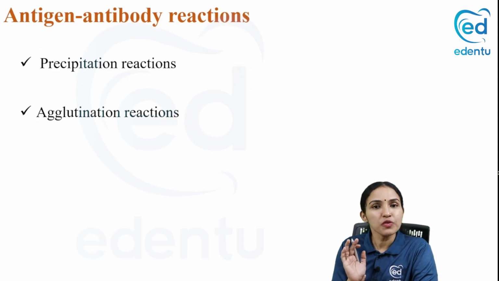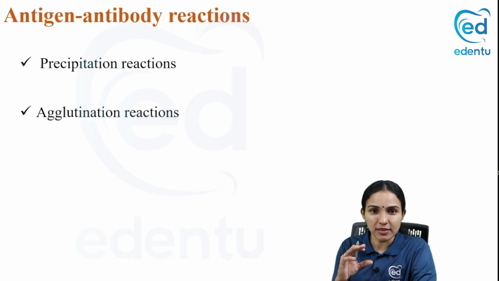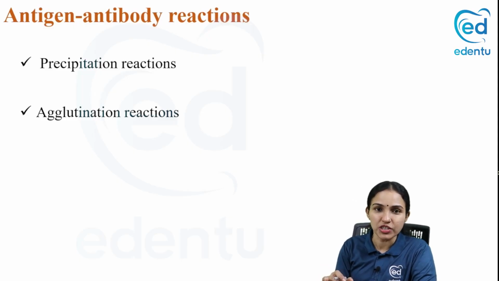So with that, we have finished precipitation and agglutination reactions. Agglutination is more important. Please learn all the types of agglutination with examples, and don't forget the definition, that we are using an insoluble antigen. So that is about the precipitation and agglutination reactions. Thank you.